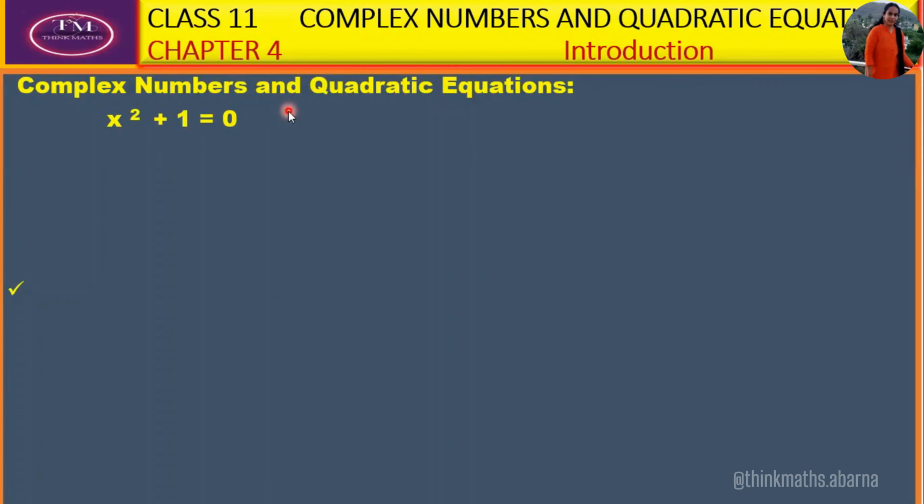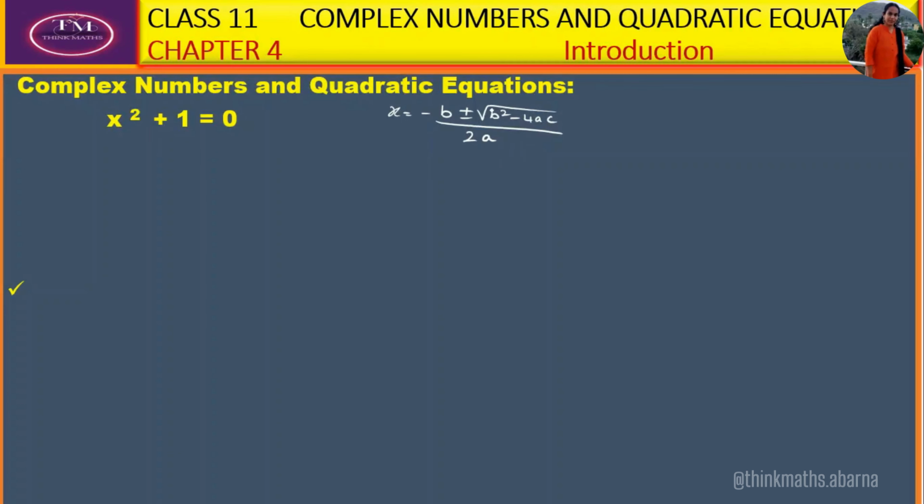Already in 10th standard, you have studied quadratic equations and you all know how to solve a quadratic equation. You can either factorize or use the quadratic formula. So what is the formula? It is x equal to minus b plus or minus square root of b square minus 4ac, divided by 2a. This is the quadratic formula to solve the quadratic equation.